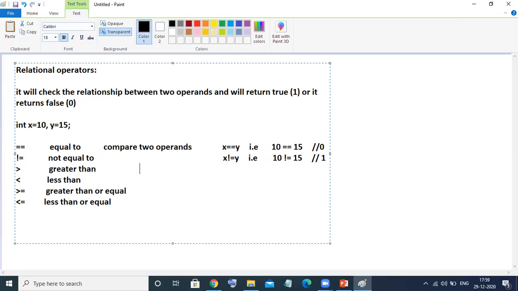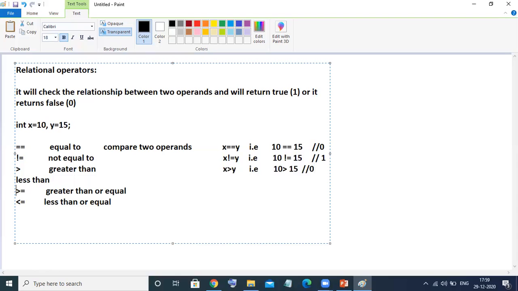Okay, now greater than. How do we write the statement? Is x greater than y? That means, what is x? Is 10 greater than 15? No, that means the answer is false. In that case, it will return 0.